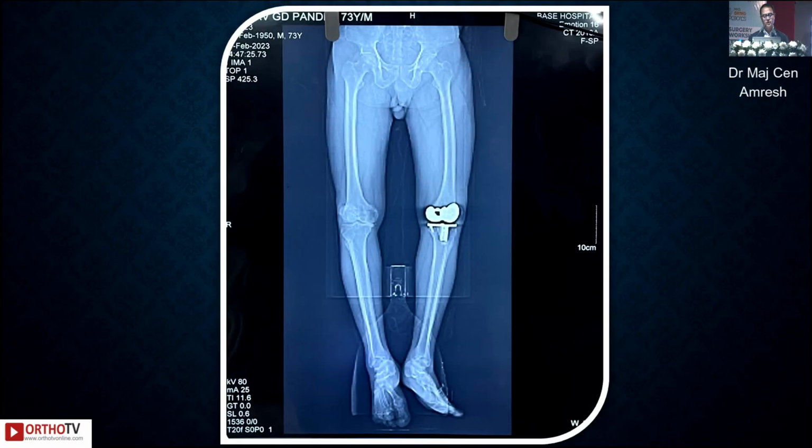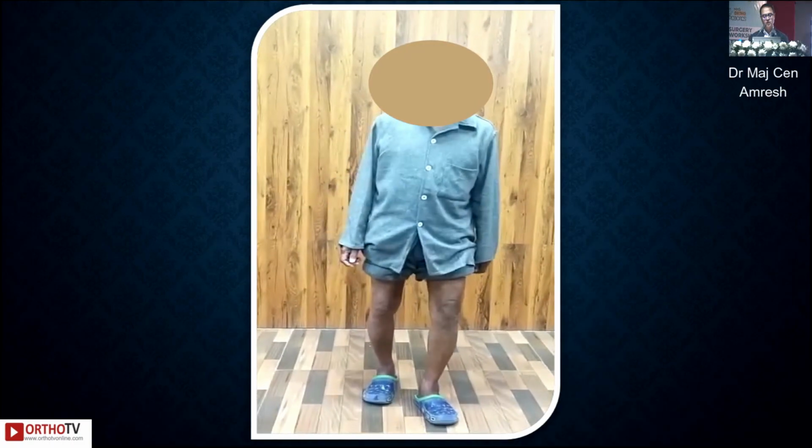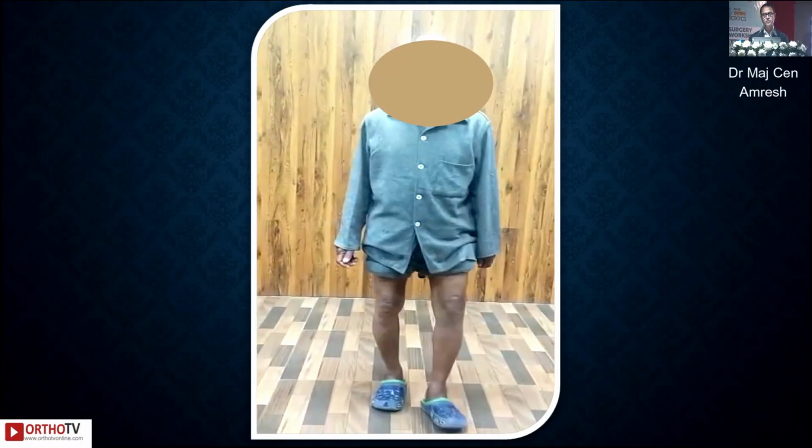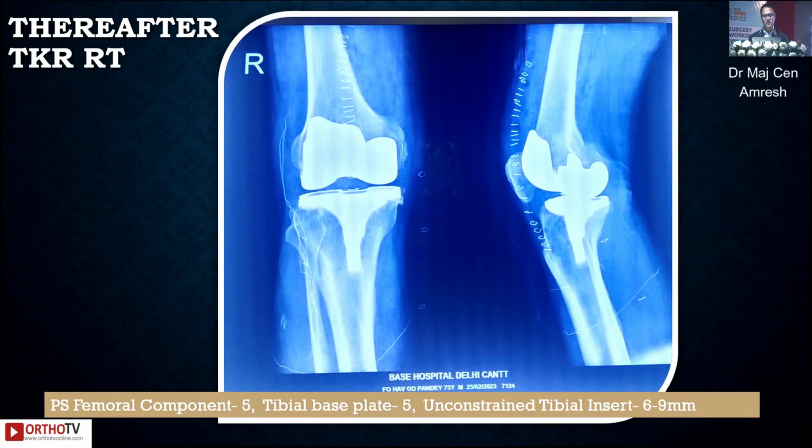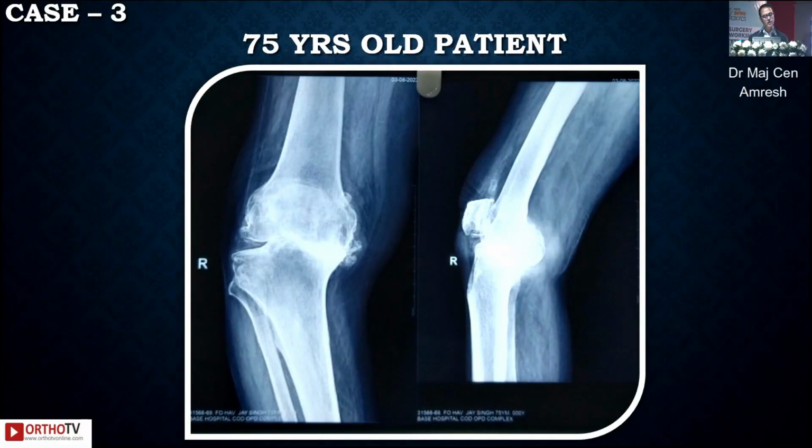So first the left side was done, thereafter on the left side you can appreciate the varus has been corrected, the right side needs to be done again, and now the right side is done. In this case we get away with a total knee replacement. There is no necessity to augment in any form. This is after suture removal, almost full range of movements.